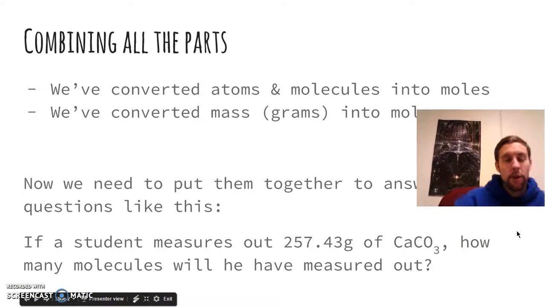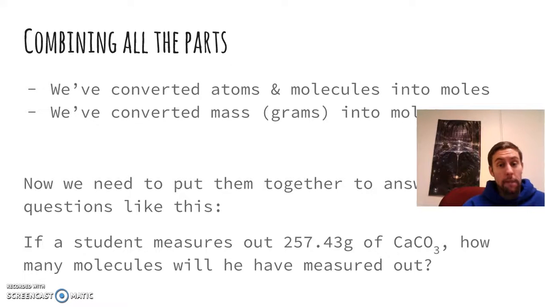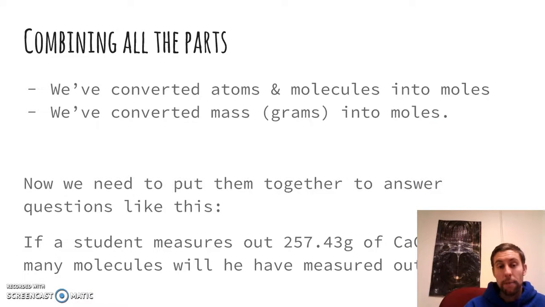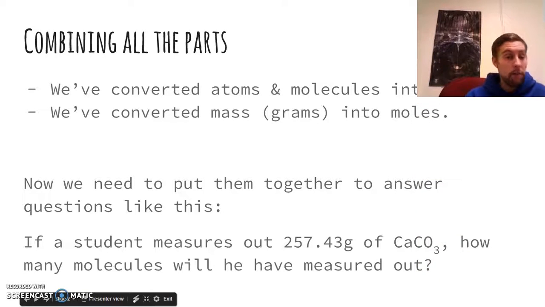Alright, our last section, we're going to combine all the parts together. So we've already converted atoms and molecules into moles, and we've converted mass, grams, into moles. So now we need to put those two parts together to answer questions that might look something like this. If a student measures out 257.43 grams of calcium carbonate, how many molecules will he or she have measured out?